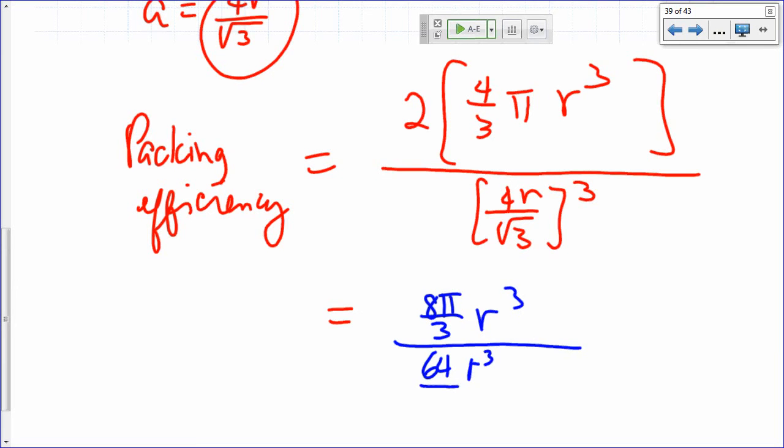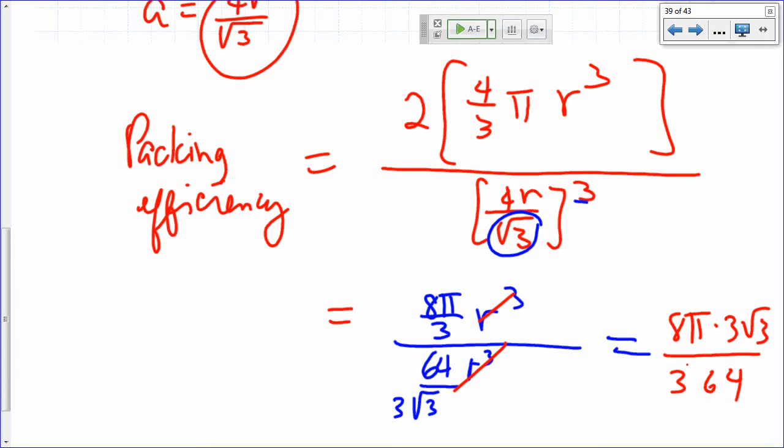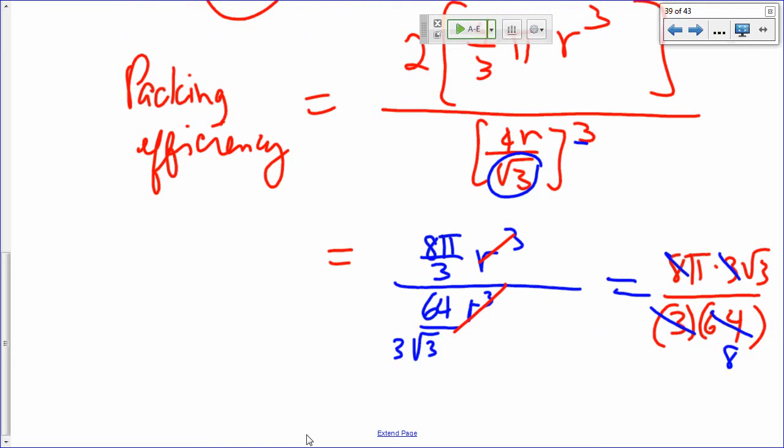64 r cubed over, what is the square root of 3 cubed? That's the square root of 3 times the square root of 3 times the square root of 3. That's the square root of 3 times the square root of 3, right? And so cancel your r cubed, and let's see if we get 68%. That's going to be 8 pi over 3 times 64 times 3 square root of 3. Is that correct? So the 3 cancels out, 8 and 64 leaves you with 8. So that's the square root of 3 times pi over 8.